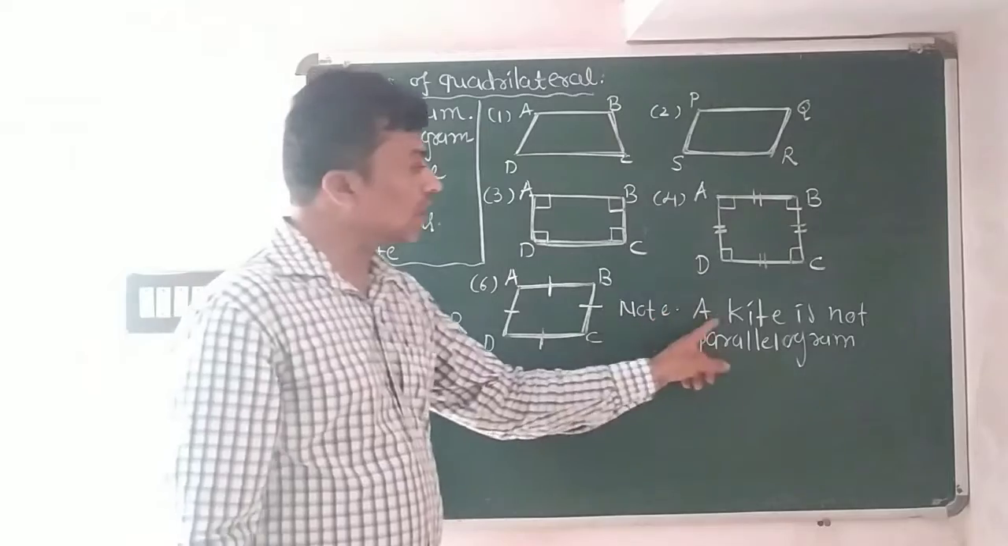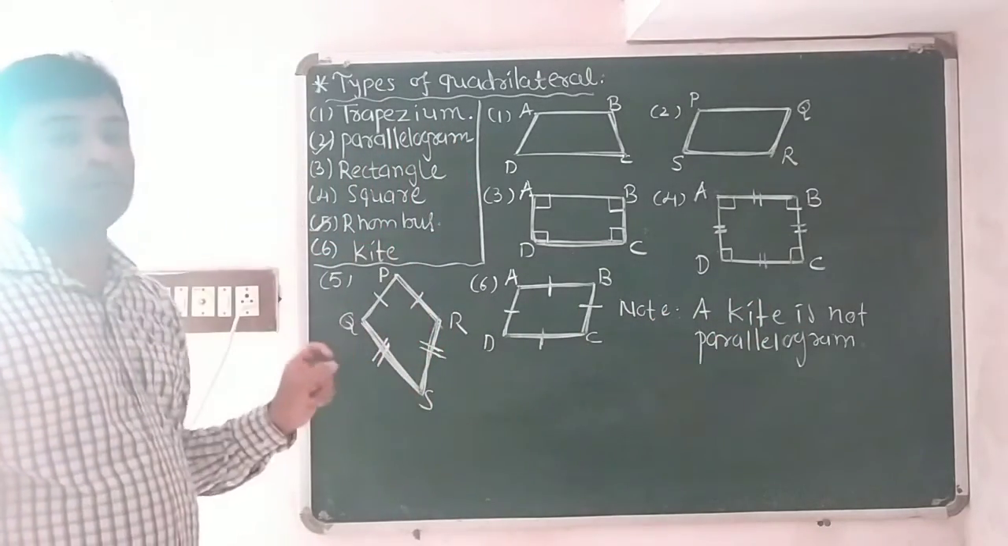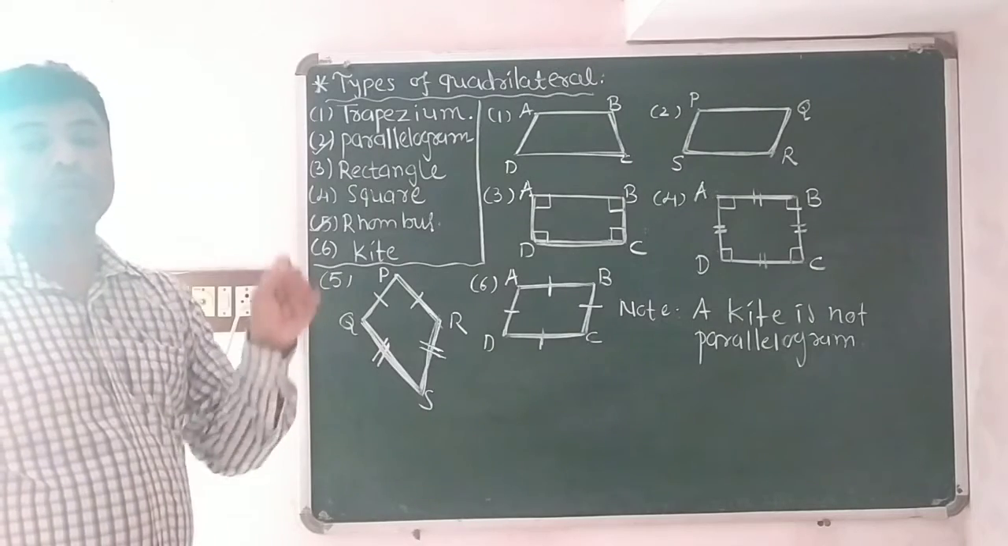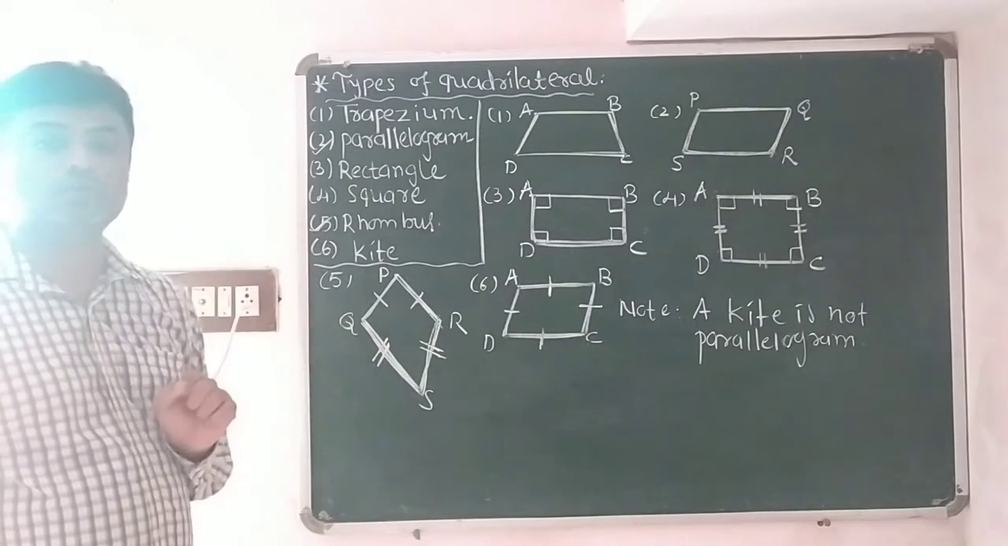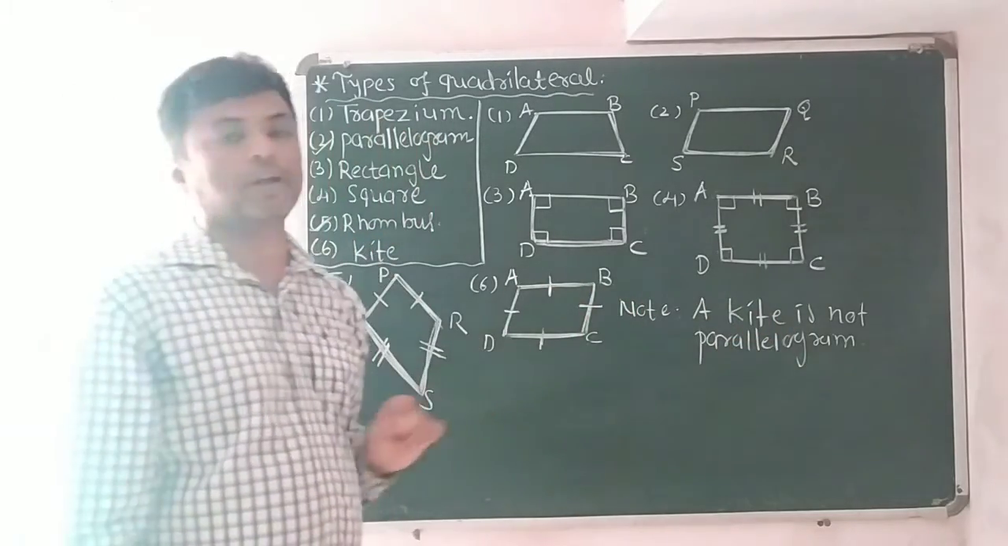Now one note, a kite is not a parallelogram. So see children, the kite is not a parallelogram because the kite's opposite pairs are not parallel to each other. So note, we have to remember, a kite is not a parallelogram.